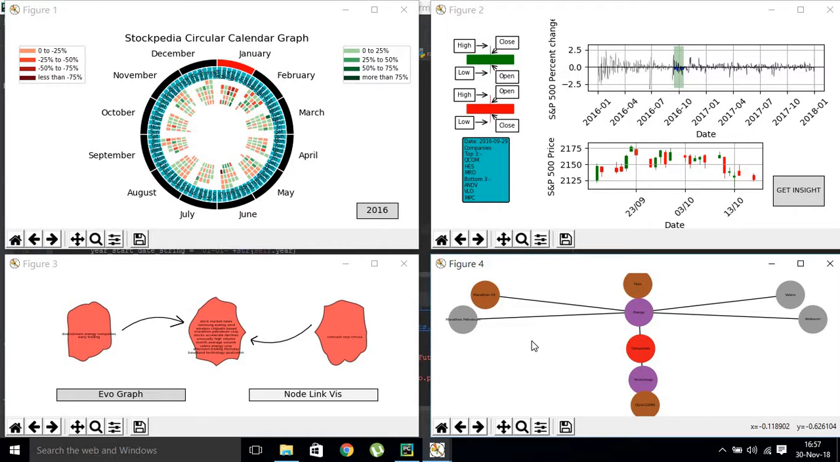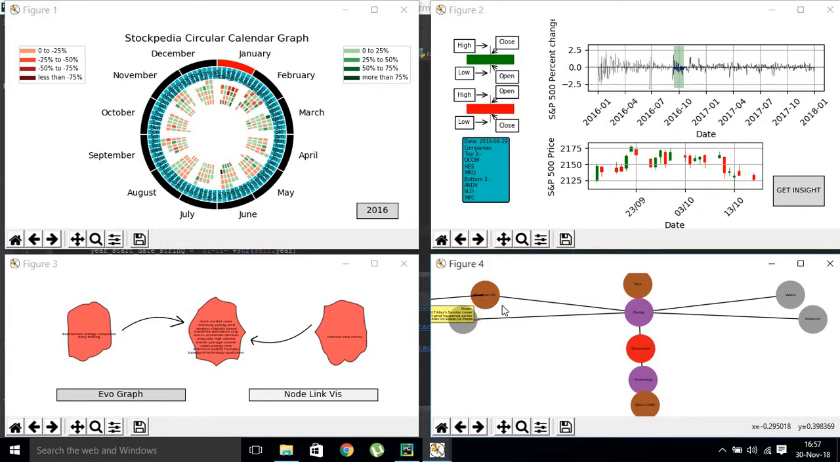When you click on the node link button, you move on to the 4th stage of our system, which is a node link graph, where this is the parent node and the purple nodes represent the sectors of each of the companies. So this is the technology sector, this is the energy sector, and the gold node represents the best performing companies that we had over here, and silver represents the worst performing companies. When you click on each node, you can see the top 3 news of those companies.